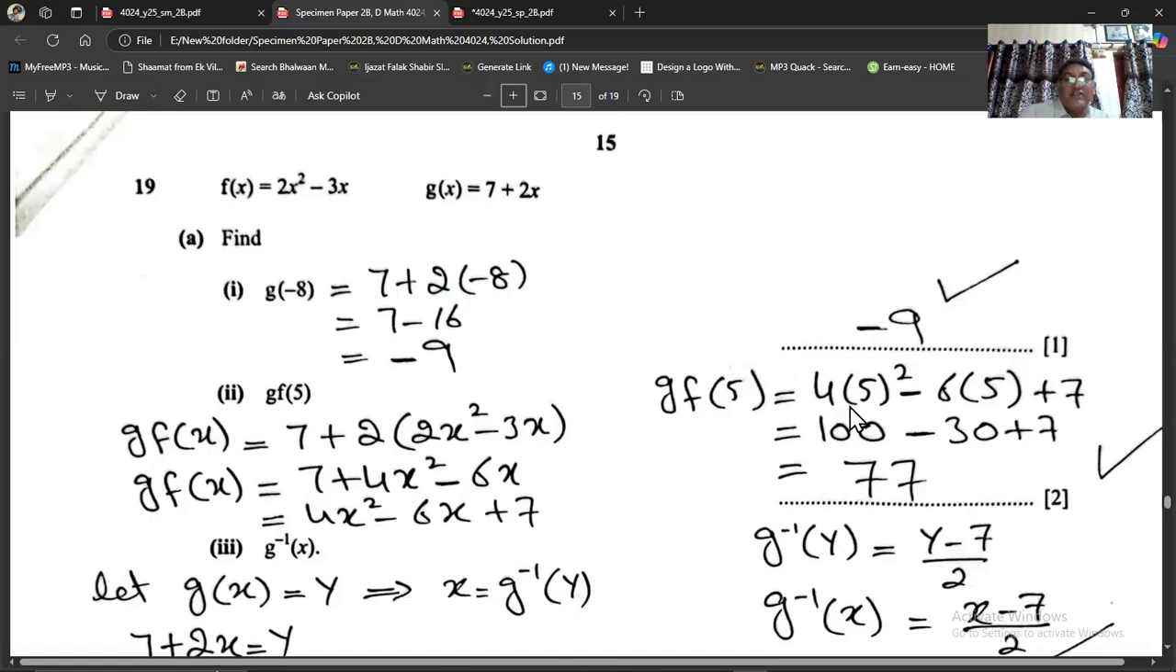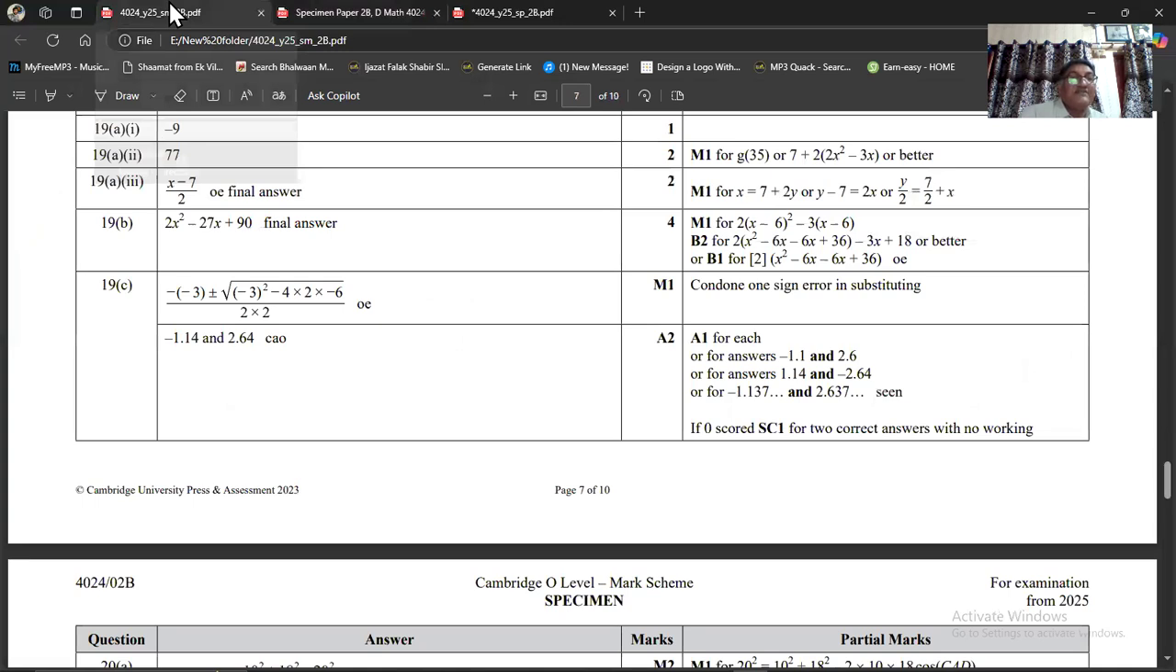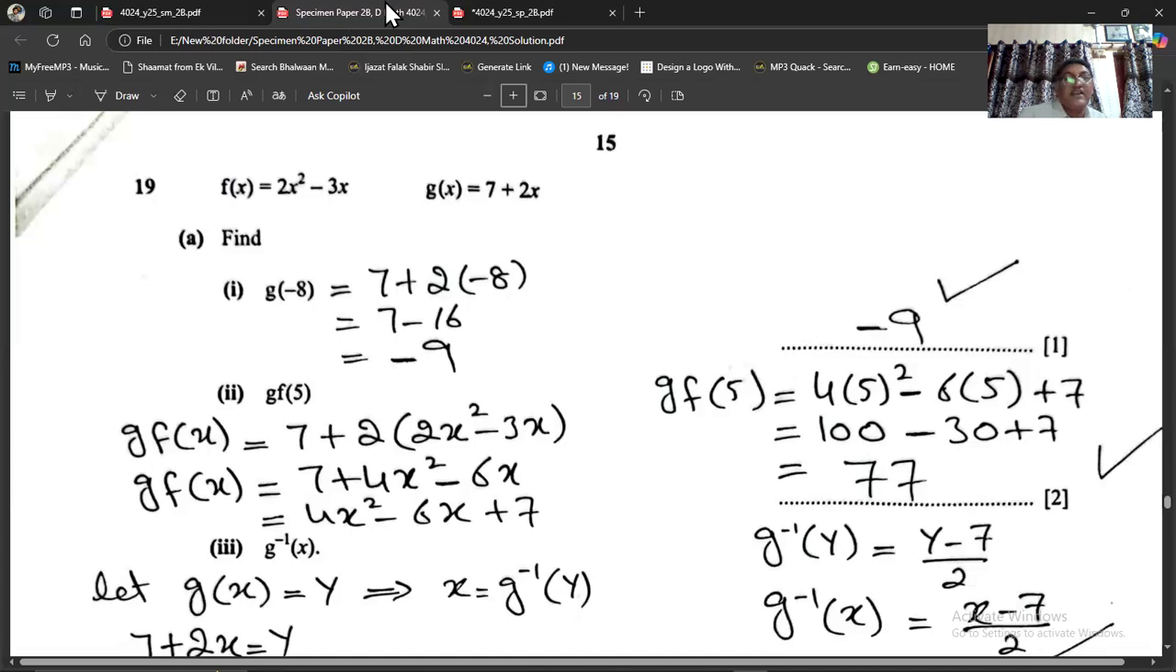So you will have 4 into 5 square, that is 25 multiplied by 4, that's 100. Minus 6 into 5, that's 30, plus 7. So that is 77. The answer is 77, and that is the right answer. This is how it is done.